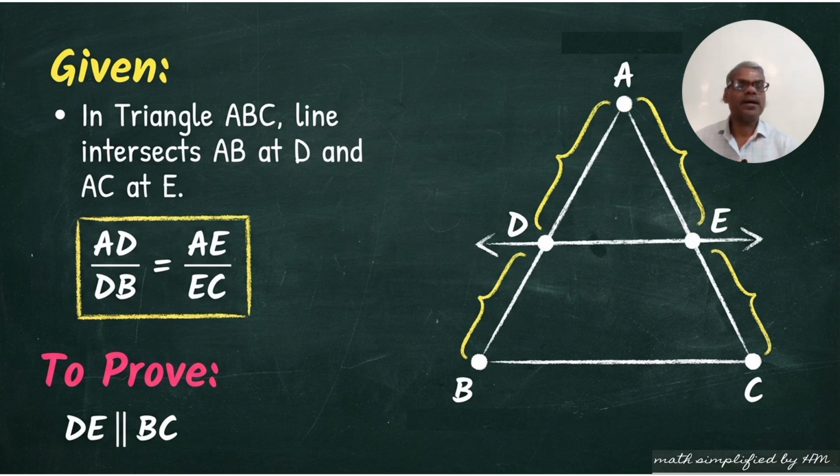Let us translate our theorem into a mathematical setup using our diagram. We are given a triangle ABC and a line DE that meets side AB at point D and side AC at point E. We are also given the condition that these sides are divided proportionally. So AD upon DB is equal to AE upon EC. And we have to prove that DE is parallel to BC.